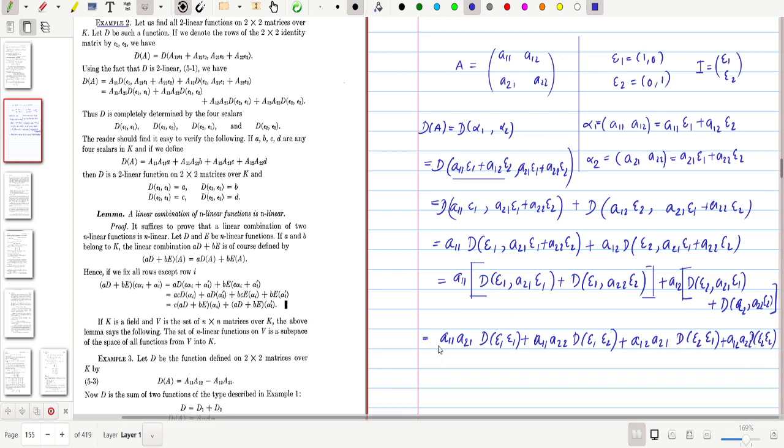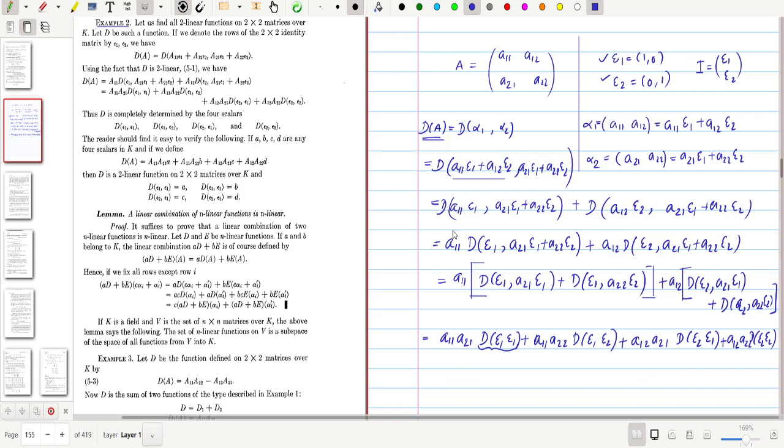So this shows that D of any arbitrary matrix can be written as a linear combination of the D values of epsilon 1 epsilon 1, epsilon 1 epsilon 2, epsilon 2 epsilon 1, and epsilon 2 epsilon 2. So using the rows of the identity matrix, epsilon 1 and epsilon 2, we can determine the value of D of A.